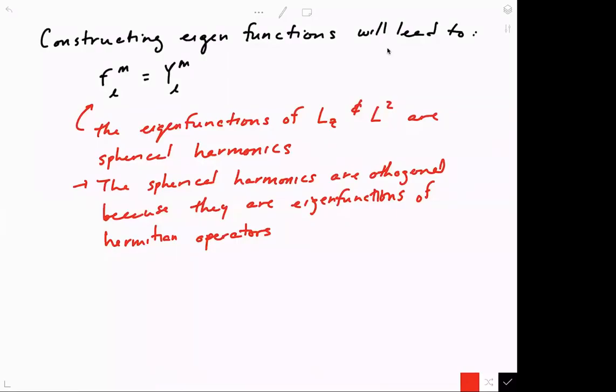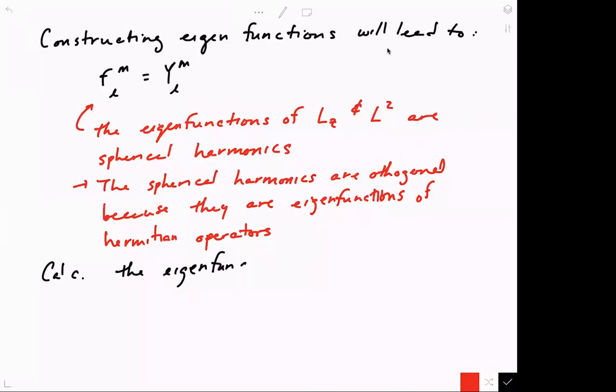Hi everyone. So where we left off, we had been talking about our angular momentum and the components of our angular momentum of our electron in the hydrogen atom. When we're constructing the eigenfunctions for this solution, we're going to find that our eigenfunctions are the spherical harmonics for our z component of our angular momentum and for our angular momentum squared. What that means is that the spherical harmonics are going to be orthogonal because they are eigenfunctions of Hermitian operators. So let's get into calculating the eigenfunctions.